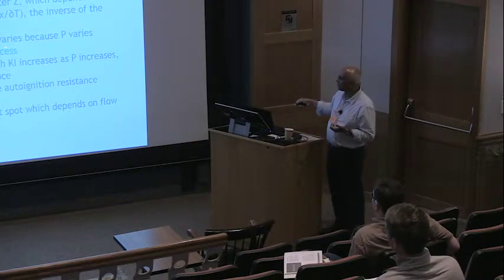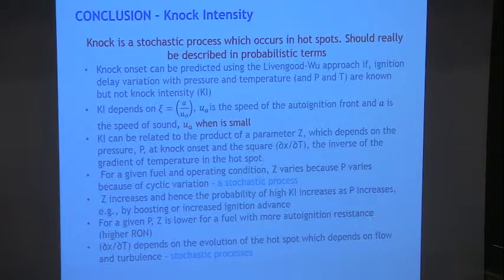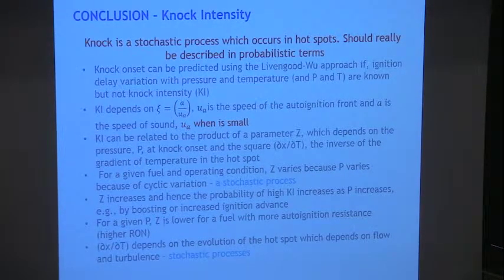And for a given fuel and operating condition, this varies because pressure varies, because of cyclic variation, which is again a stochastic process because of turbulent flame development. Z increases, and the probability of high knock intensity increases as pressure increases, for example by boosting the engine, using turbocharged engines. And for a given pressure, Z is lower for a fuel with more auto-ignition resistance. That means higher RON fuels are less likely to give you developing detonation. But this depends on the evolution of the hotspot, and that's a stochastic process. We can't really determine it, we have to describe it probabilistically.